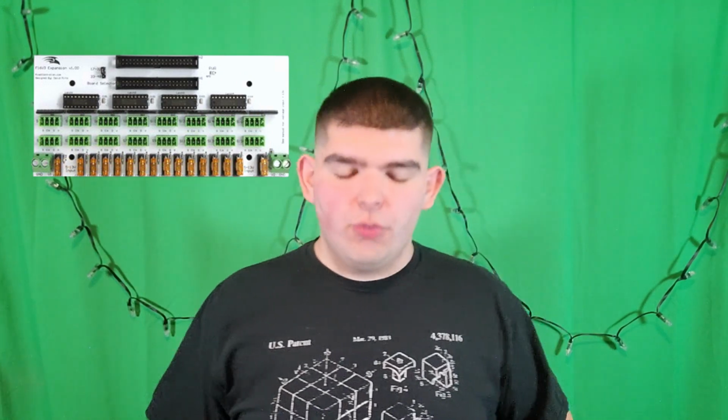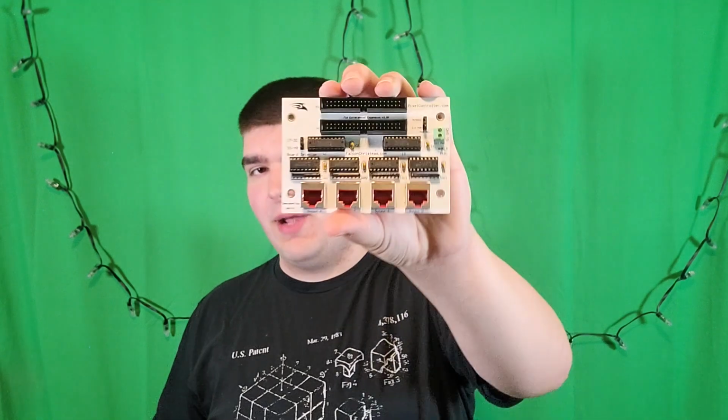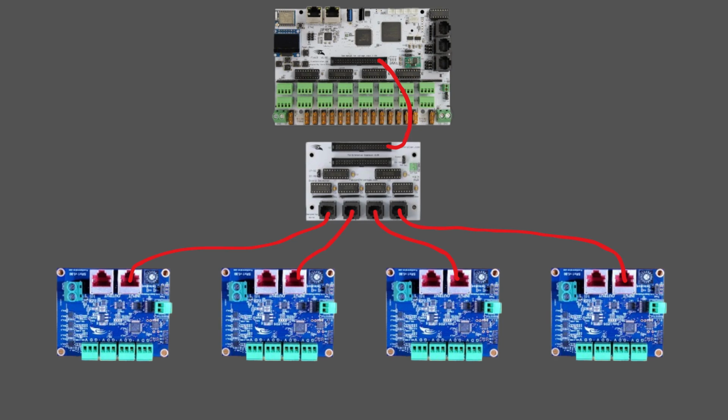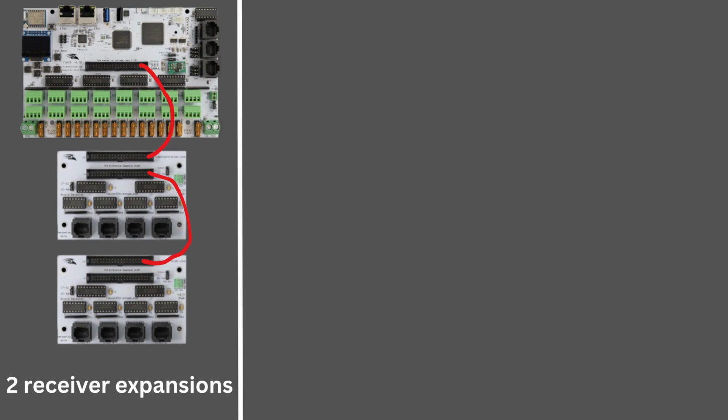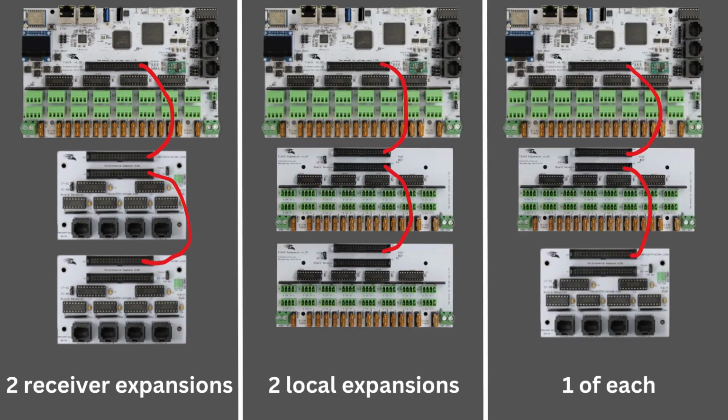There are two different types of expansion boards. One adds another 16 local ports to the controller. I don't have that one. But the other one is the differential expansion board that looks like this. And if you were to attach a receiver to each one of these outputs, you would notice you still get 16 extra ports, because each of these has 4 ports on them, and if you connect 4 times 4 is 16. You can connect up to 2 expansions to the controller, so you could use 2 differential expansions, 2 local port expansions, or one of each.